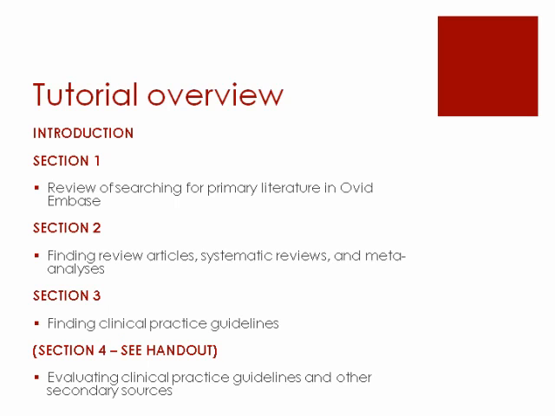This tutorial today consists of the following sections: a short introduction and sections 1 through 4. Sections 1 to 3 are online, and each section consists of about 20 minutes. For section 4, I'll provide readings, and you can refer to the handout to see what the content of these readings are. Section 1 will consist of a review of searching for the primary literature in Ovid Embase. This will be a review of some of the content that we covered last year in the CAPS 1 tutorial. In section 2, we'll look at sources for finding review articles, systematic reviews, and meta-analyses. In section 3, we'll look at sources for finding clinical practice guidelines.